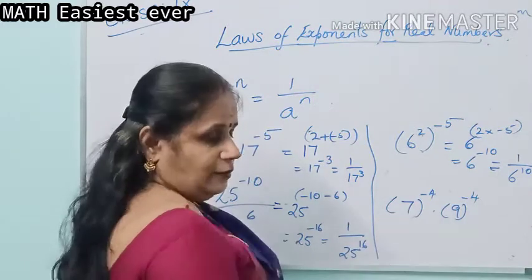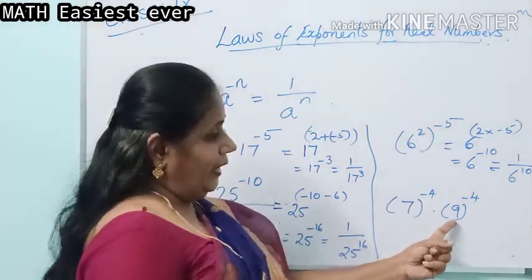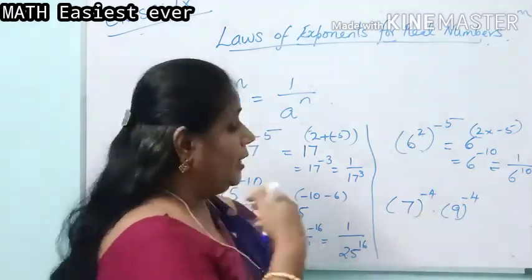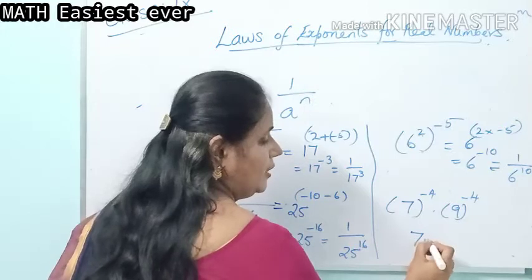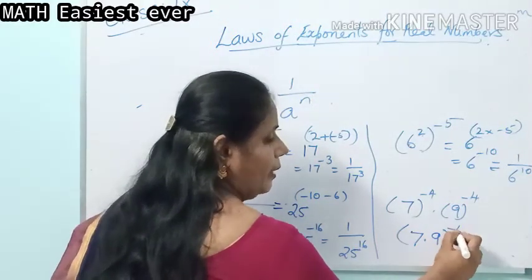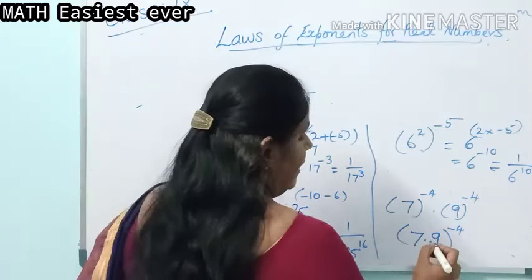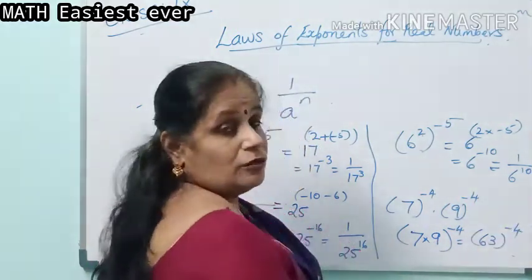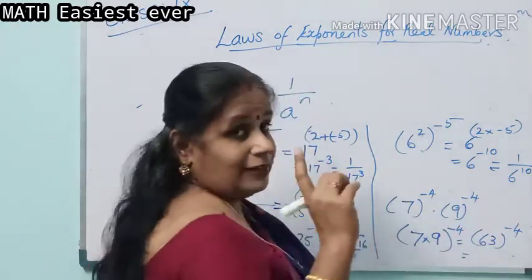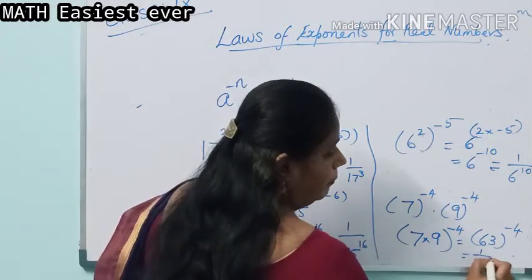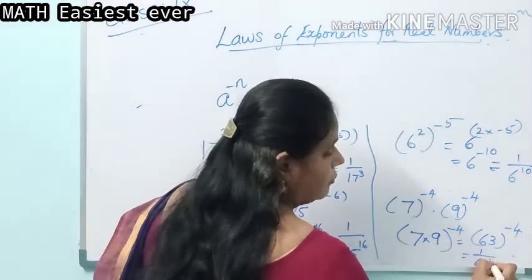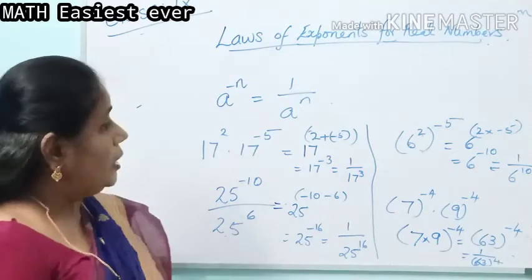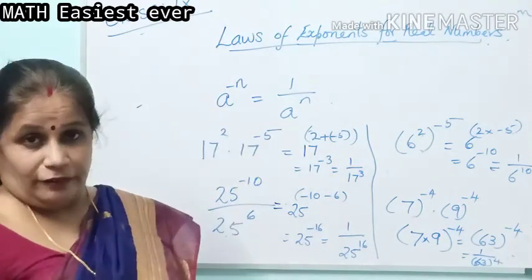Next we'll go for the next one. A raised to m into b raised to m. This is your last law type where the power is negative. So the answer will be 7 into 9, the whole raised to minus 4. What is 7 into 9? 7 9s are 63, whole raised to minus 4. So what is the answer? Since the power is negative, you will write this as 1 by 63 whole raised to 4. So your answer is 1 by 63 whole raised to 4. Hope the negative power is also clear for you.